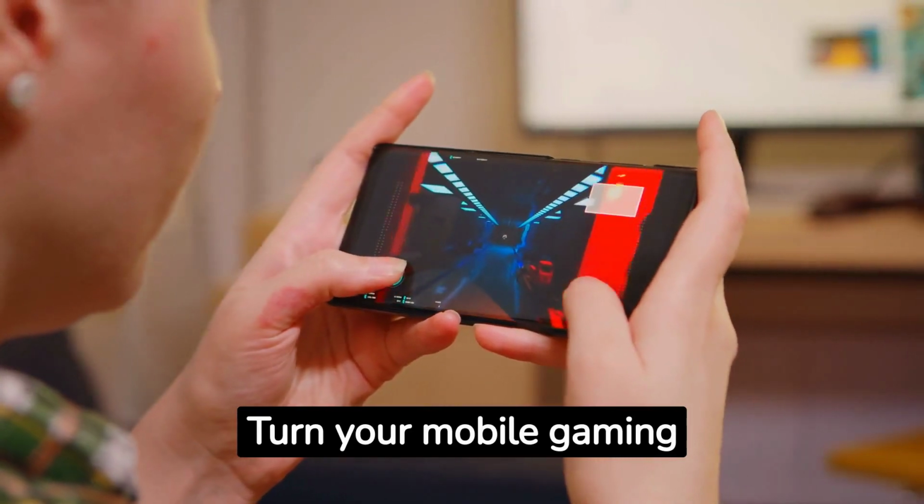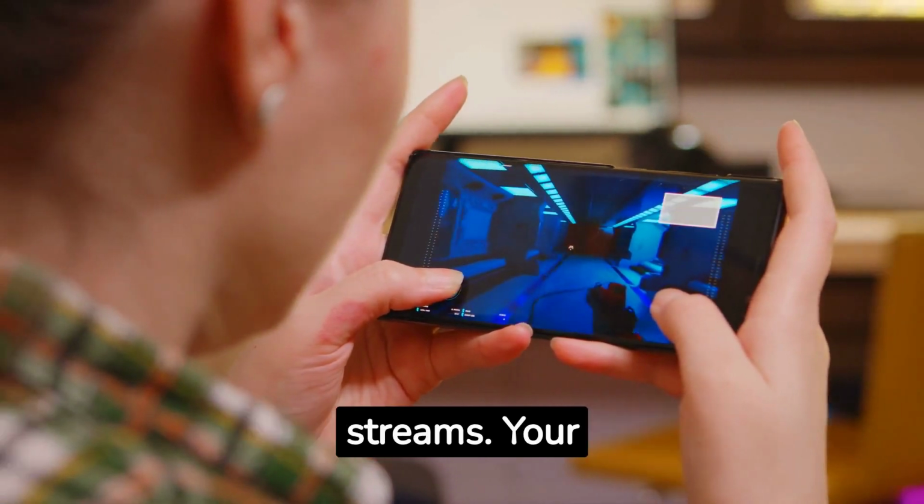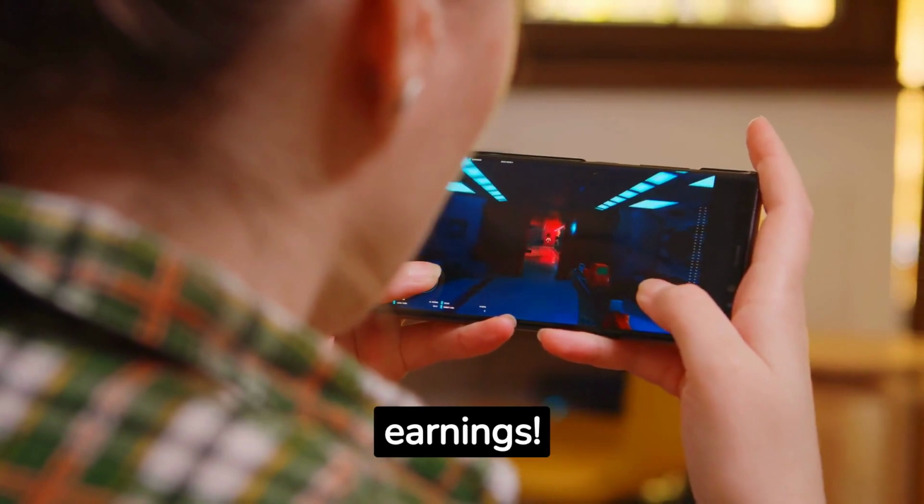Turn your mobile gaming passion into profit on Twitch Mobile. Discover the secret to monetizing your streams. Your smartphone could be the key to unlock a treasure trove of earnings.